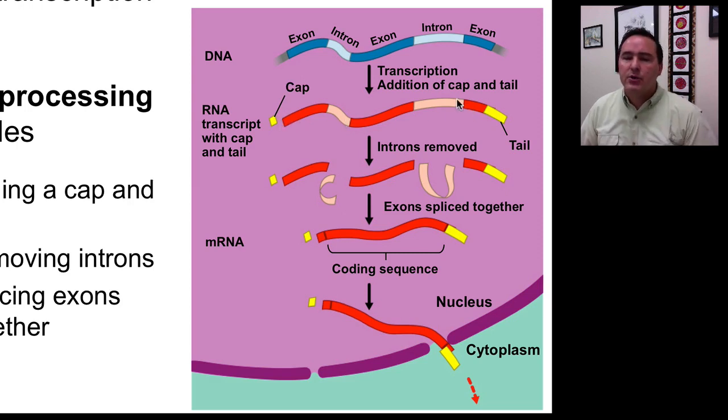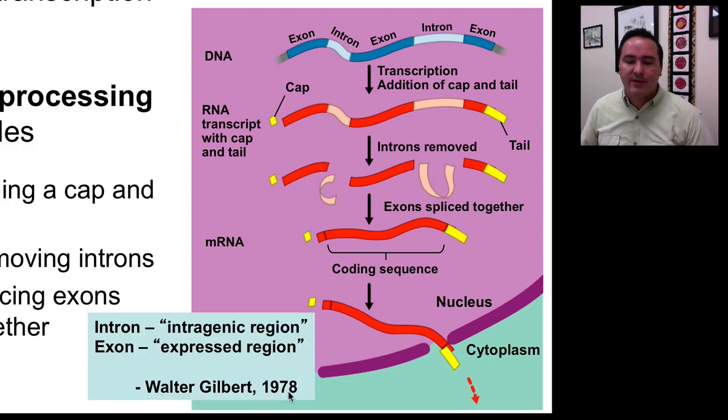But notice that in eukaryotes you have different parts of the genetic message called exons and introns. These were named by Walter Gilbert in '78. Intron refers to the intragenic region, so the regions between the actual genes, or between the information that is really genetic information that's going to be used to make the protein. So it's as if the introns are just spacers, just fillers. And the exons are the actual expressed regions. These are the regions that are going to be expressed.